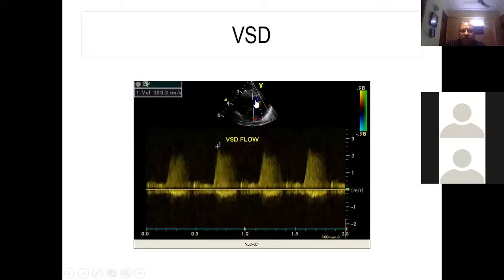Next question comes. I did my Doppler. This is a continuous wave Doppler. It gives me a velocity of 2.5 meters per second. 2.5 times 2.5 times 4. What's the gradient? 2.5 times 2.5 is 6.25, times 4 is about 25... about 35 millimeters of mercury gradient. So what is the problem? Is this a good VSD or a bad VSD?